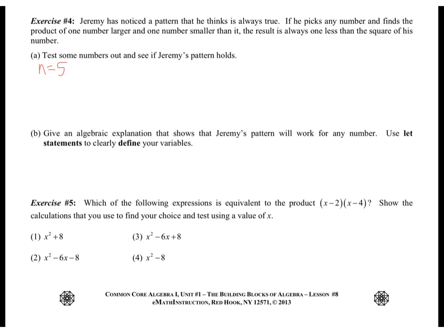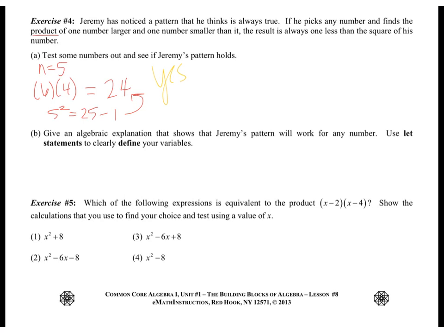So the number larger than 5 is 6, and it says the product of it and one number smaller, so 4, the result of that is 24. So it's saying that 24 is always one less than the square of his number. Well, his original number was 5, so 5 squared is 25. 25 minus 1, is that equal to 24? Yeah, it's true. That happened.